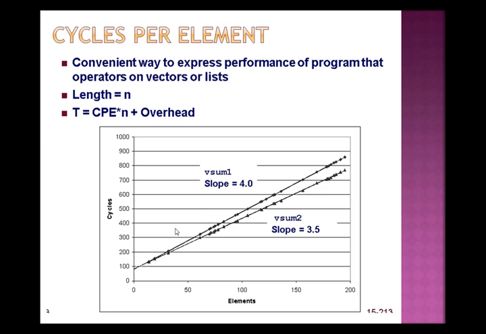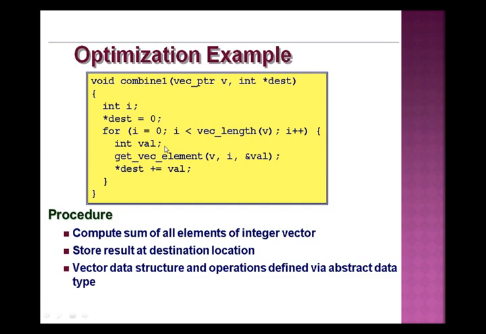And how do we calculate the timing? The length equals n, and the timing equals CPE times n plus the overhead. Means first we use the element, that is CPE, multiplied by the length, and including all the overheads that gives the timing. That is T equals CPE times n plus overhead. Then this is the example of optimization. This is the procedure we follow, and what the output is, and the dry run for this program.